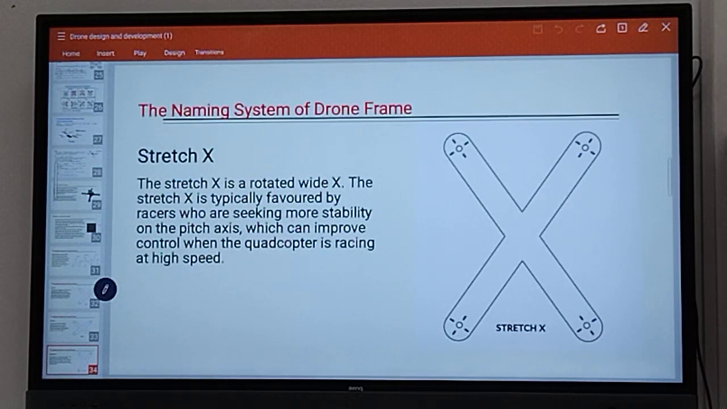Then stretch X. Stretch X is a rotated wide X. Stretch X is typically favored by racers who are seeking more stability on the pitch axis, which can improve control when the quadcopter is racing at high speed.